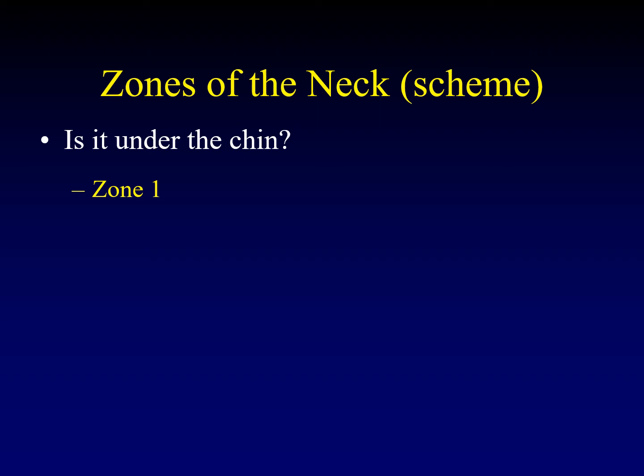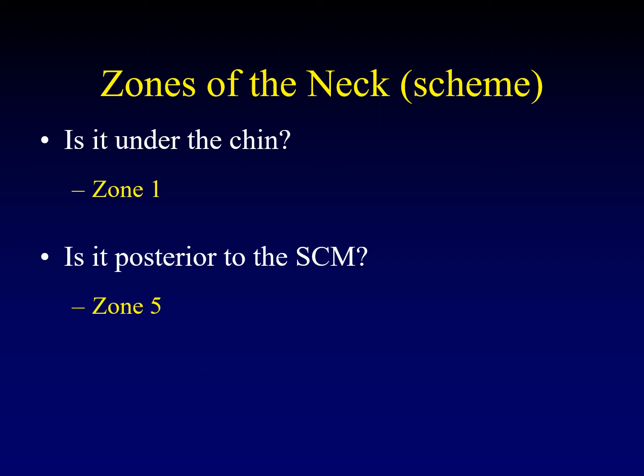Okay, that's easy. But then I jump down to level 5. And I ask myself, is it posterior to the sternocleidomastoid muscle? Because if it's strictly posterior to the sternocleidomastoid muscle in the way we showed on that previous slide, then it's in level 5. And that prevents me from making the error of putting something into level 2, 3, or 4, depending on how high up it is, without having checked to see how far posterior it is.